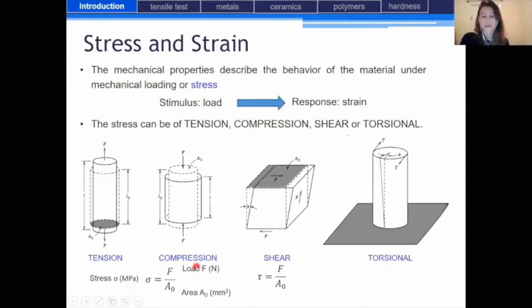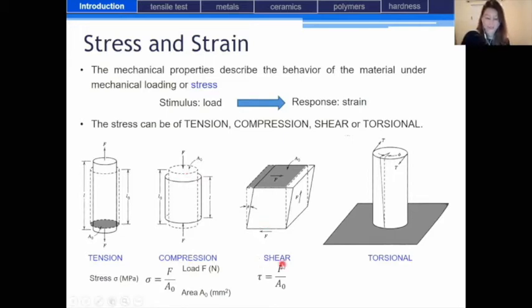In compression, so in that case, a compressive force is applied to the specimen, and the direction of the force is in the opposite direction to tensile stress. So we are going to see a decrease of the length of the specimen and an increase of the diameter.